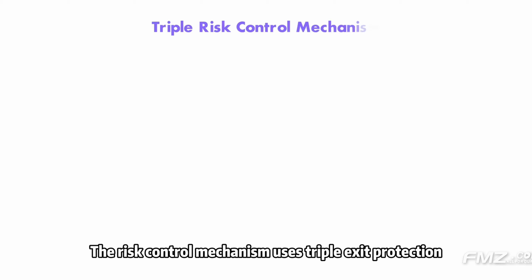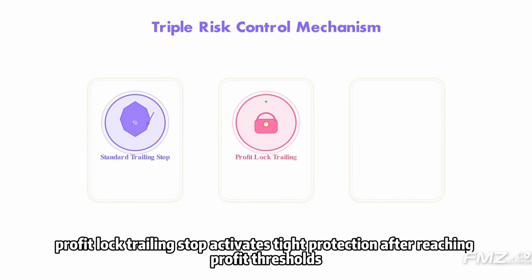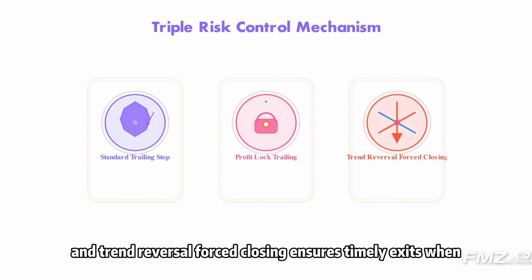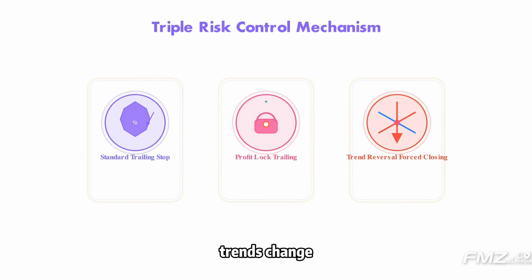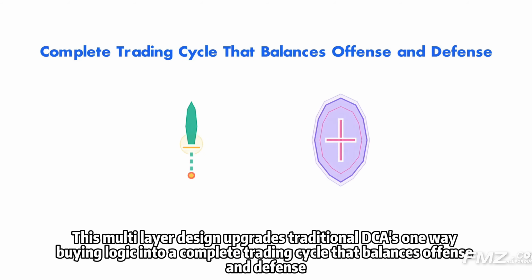The risk control mechanism uses triple exit protection. Standard trailing stop provides basic risk protection, profit lock trailing stop activates protection after reaching profit thresholds, and trend reversal forced closing ensures timely exits when trends change. This multi-layer design upgrades traditional DCA's one-way buying logic into a complete trading cycle that balances offense and defense.